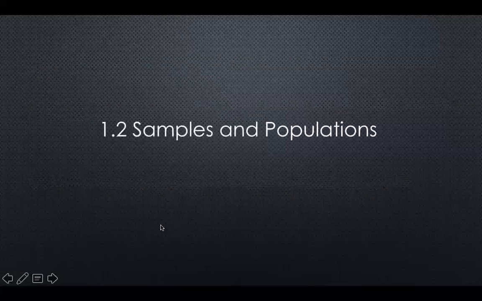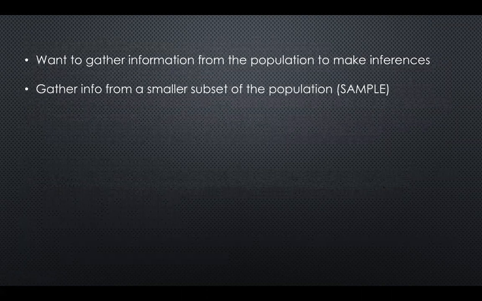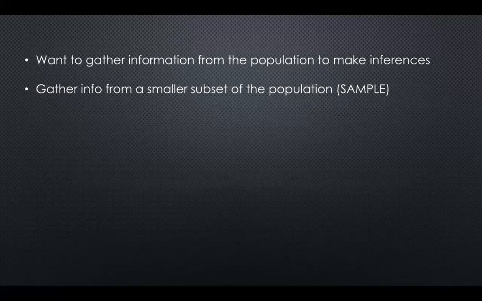So next is samples and populations. One of the main goals of statistics is to gather information from the population to make inferences about the population. We call that inferential statistics. But it's very hard to gather information from the entire population. Could you imagine gathering data from every single person in the world? It's very hard. So in order to make general inferences about the population, you gather information from a smaller subset of the population, which is called a sample.